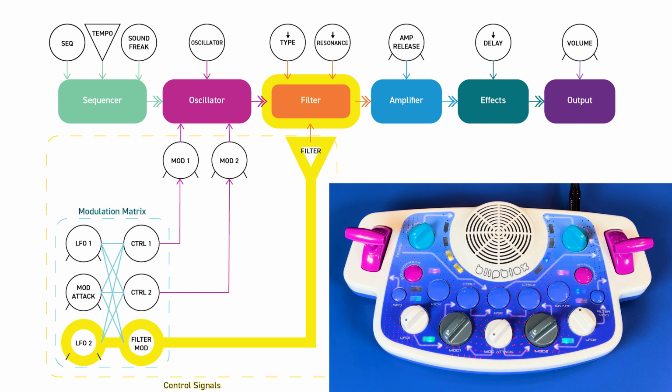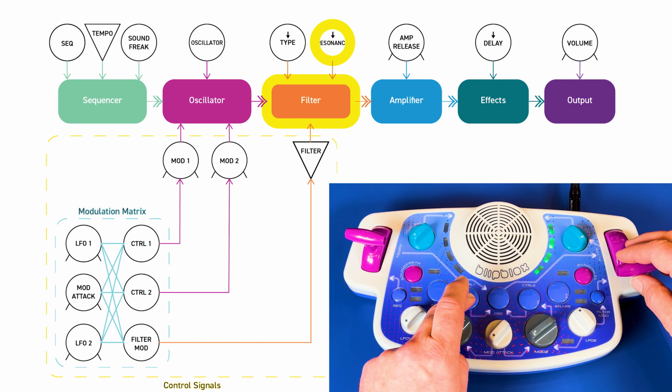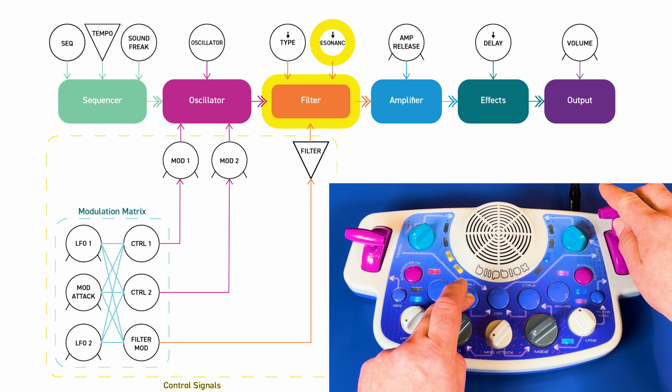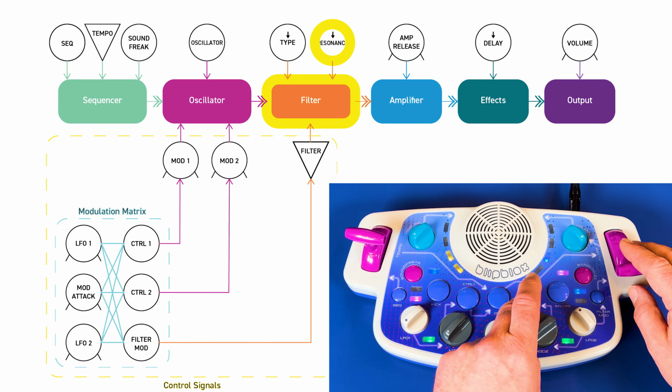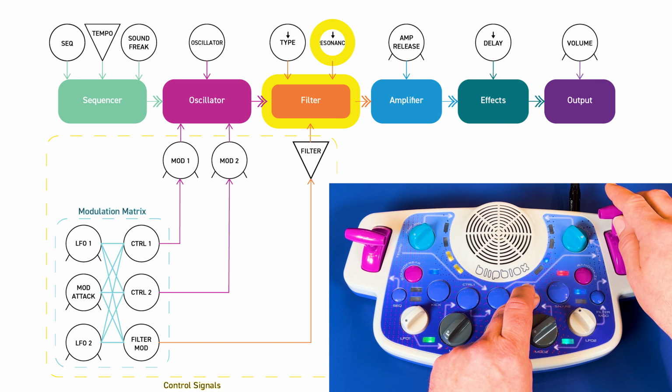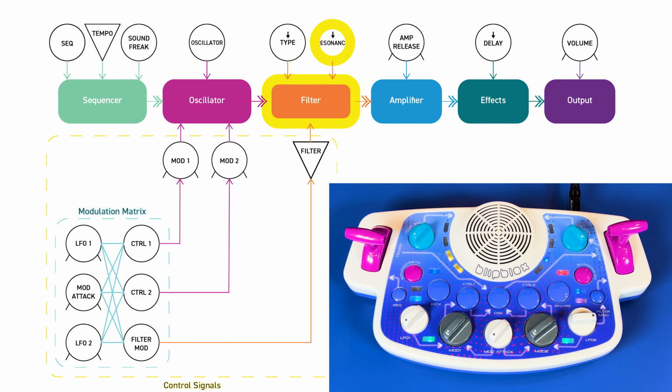Finally, the filter also has a resonance control. You access that by holding down the Control 1 button and using the filter lever to control the amount of resonance. Oh, looks like it's actually, sorry, the Control 2. Let's do Control 2. Resonance adds like a squeaky sound. It's doing that by emphasizing the frequency of the filter cutoff.